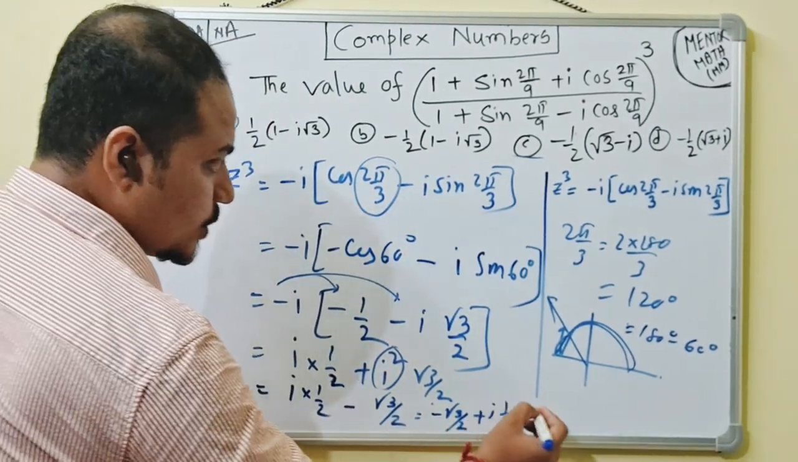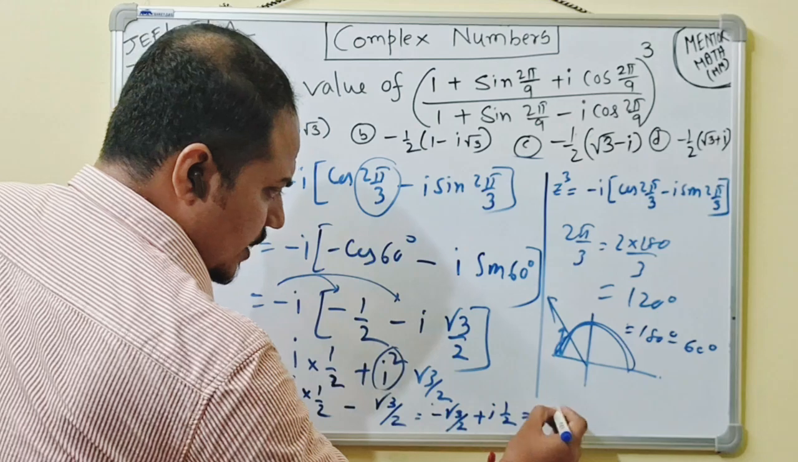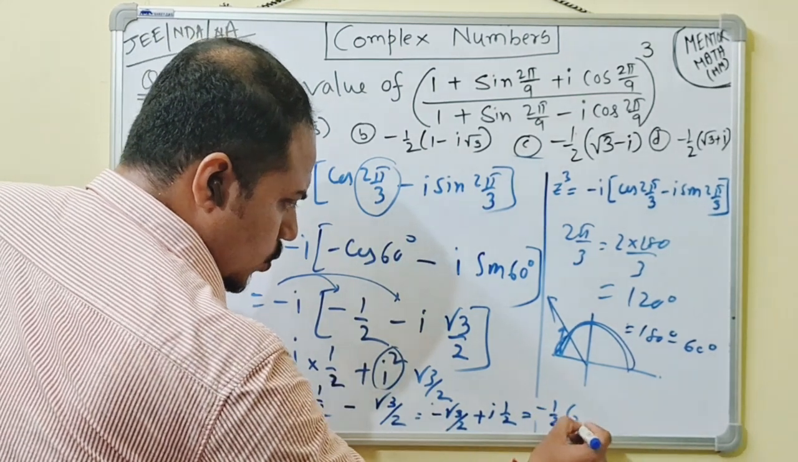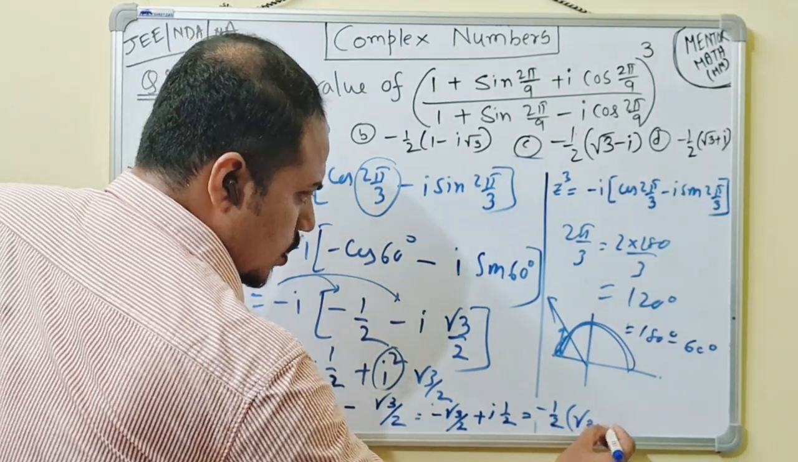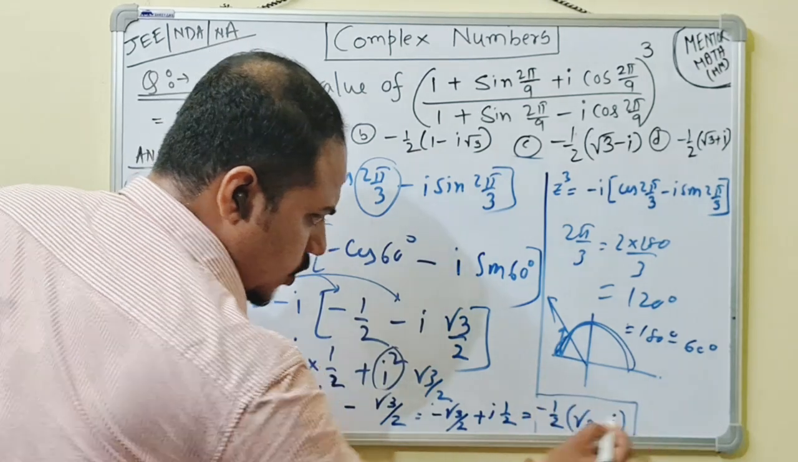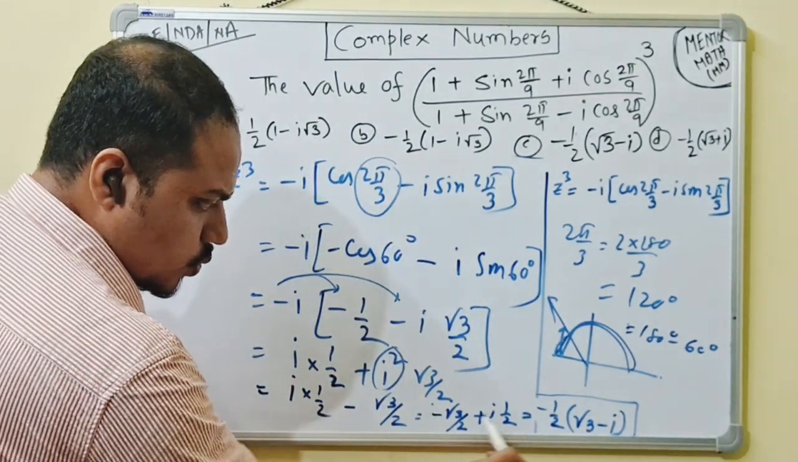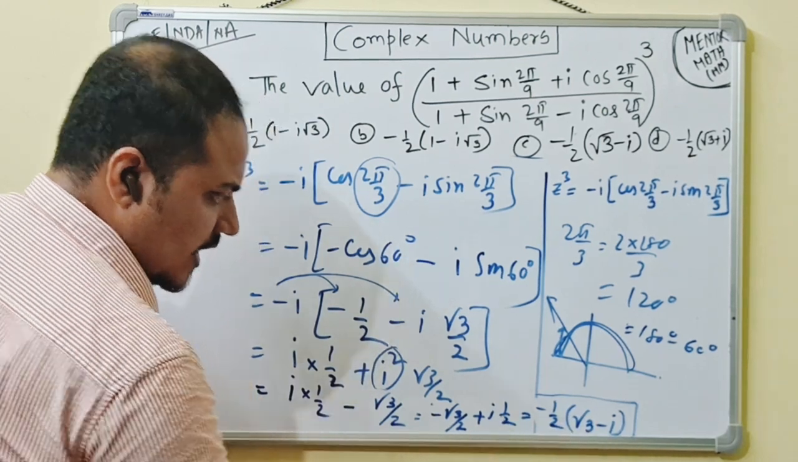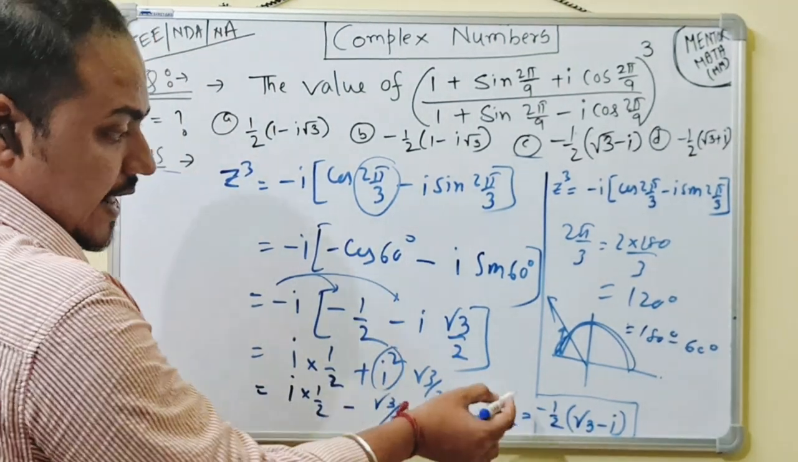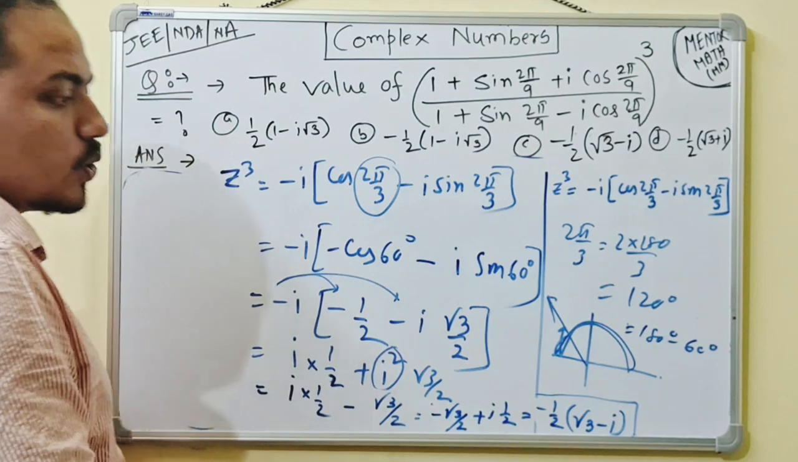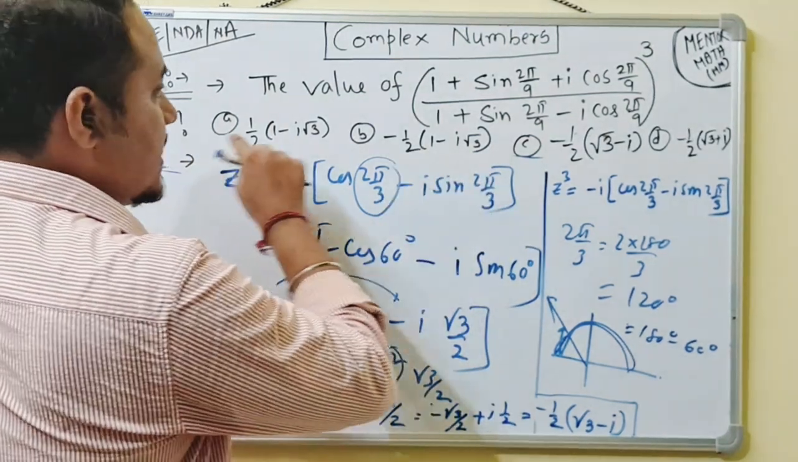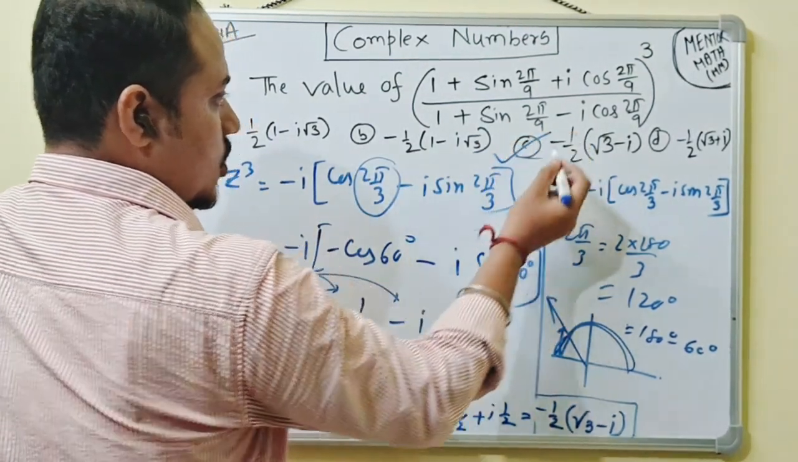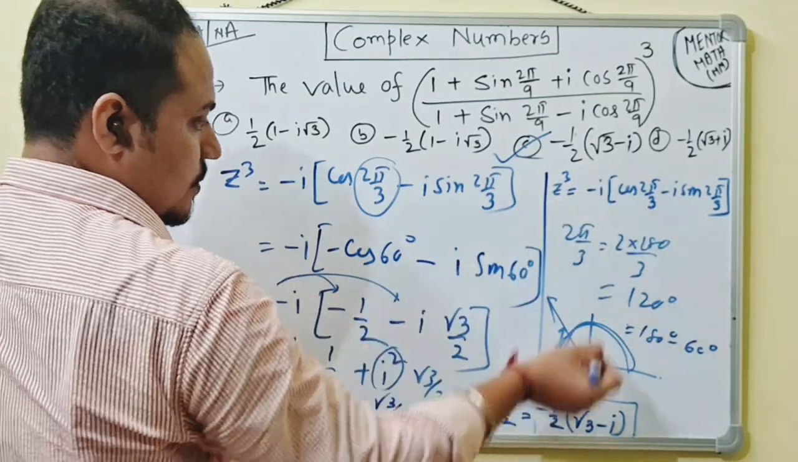If I take common minus 1 by 2, you get the value root 3, that is your minus I. If I take the minus sign common, that is minus root 3 by 2, and plus 1 by 2 into I, that is your plus I by 2. Okay, so that answer is your minus 1 by 2 root 3 minus I. You can easily see that this C option is your correct option. You can see minus half root 3 minus I.